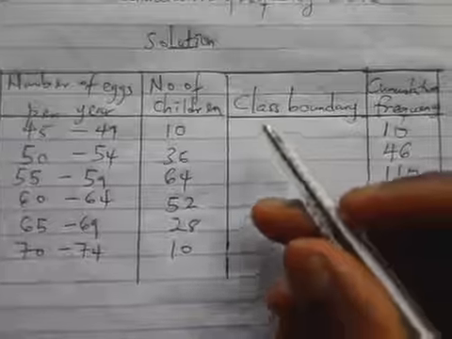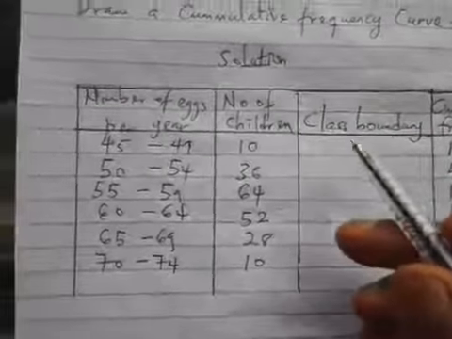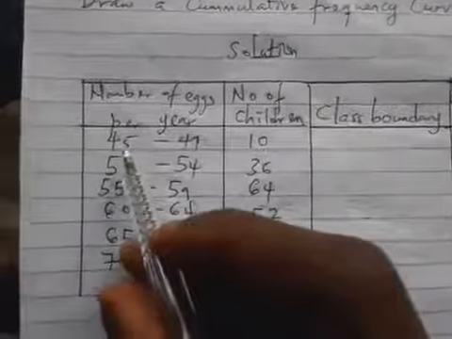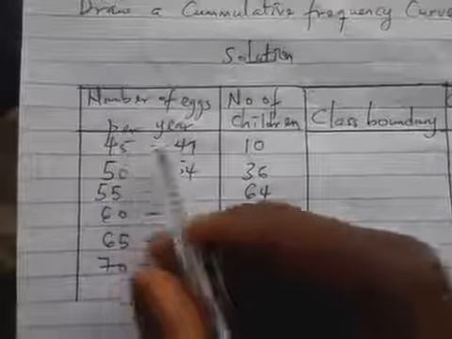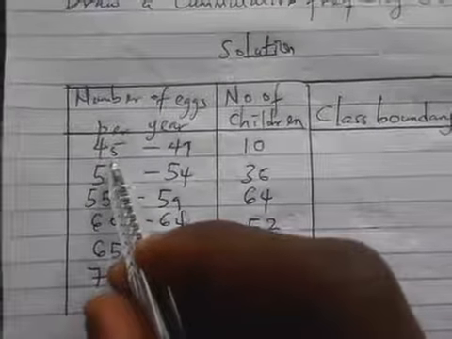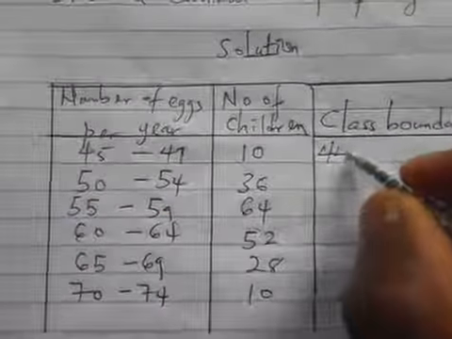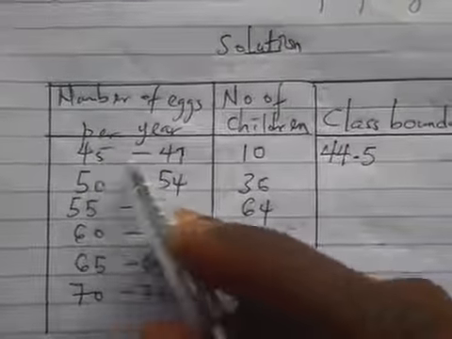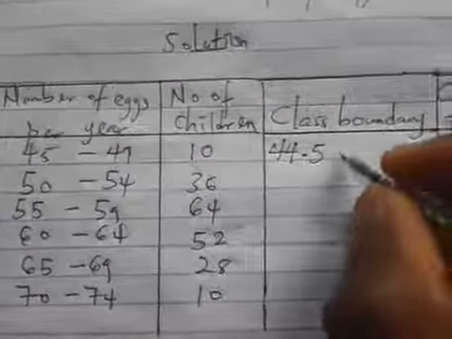And now you need your class boundary. You need your lower class boundary and you need your upper class boundary. I told you in the audio, how do you get your class boundary? Simple. Just remove 0.5 from the lower class limit and add 0.5 to the upper class limit. What I'm saying is that remove 0.5 from 45. If you remove 0.5 from 45, you get 44.5. Now that we have removed 0.5 from the first one, you add that 0.5 to the upper class limit, 49. So when you add 0.5 to 49, you get 49.5.